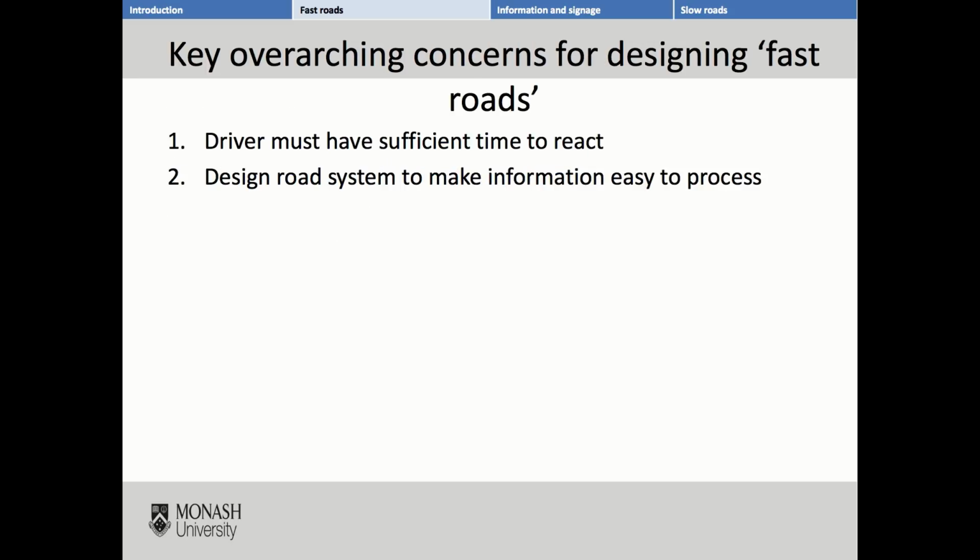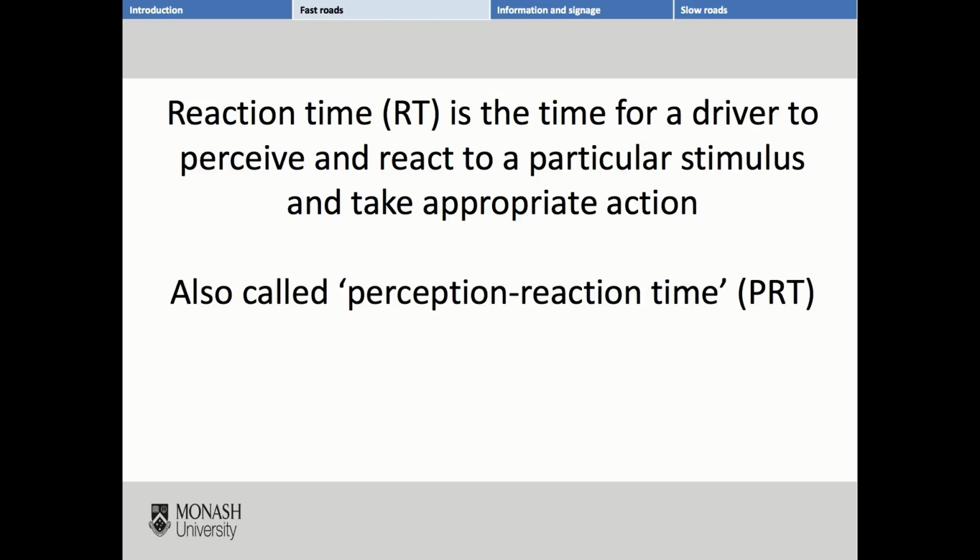Key issues in transport system design: providing people with a dynamic envelope to move within that is safe, giving them sufficient time to react, and designing the system to make information that they need to process easy. Reaction time is the time that a driver takes to perceive and react to certain stimulus and take appropriate action or start taking that action. It's also called perception reaction time when you include the perception time.